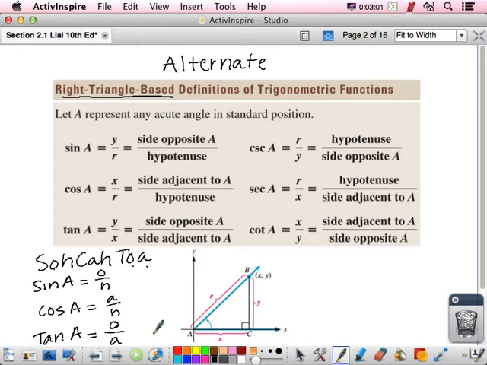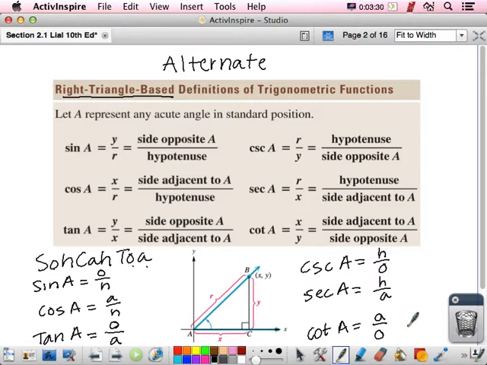And once you have the 3 primary, you can do the reciprocals just off to the side if you need them. So cosecant is the reciprocal of sine, so that would be hypotenuse over opposite. Secant is the reciprocal of cosine, so that would be hypotenuse over adjacent. And then cotangent. Cotangent is the reciprocal of tangent. So that would be adjacent over opposite.